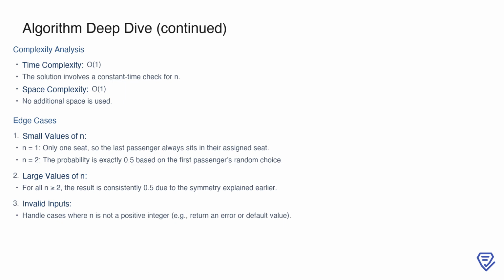When n equals 1, there's only one passenger and one seat, so the last passenger will always sit in their assigned seat, giving a probability of 1. When n equals 2, the first passenger's random choice equally splits the outcomes, resulting in a probability of 0.5. For large values of n, the result consistently remains 0.5 due to the symmetries we've discussed. Finally, invalid inputs, such as when n is not a positive integer, should be addressed by returning an error or a default value to ensure the function handles all possible scenarios robustly.